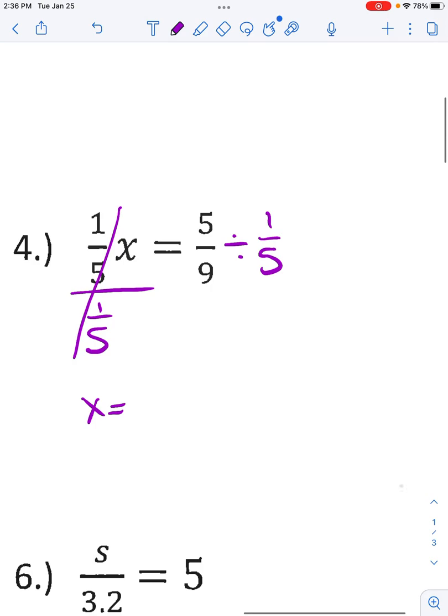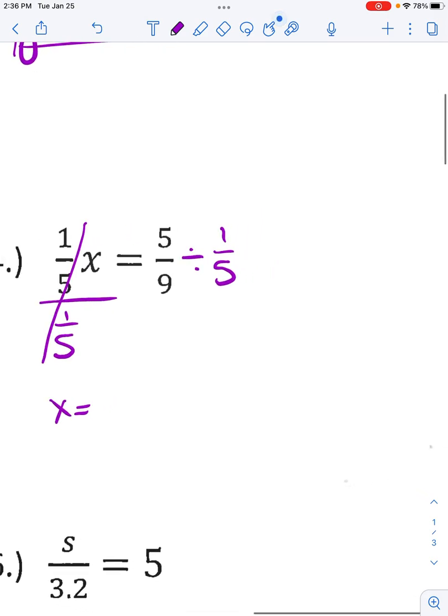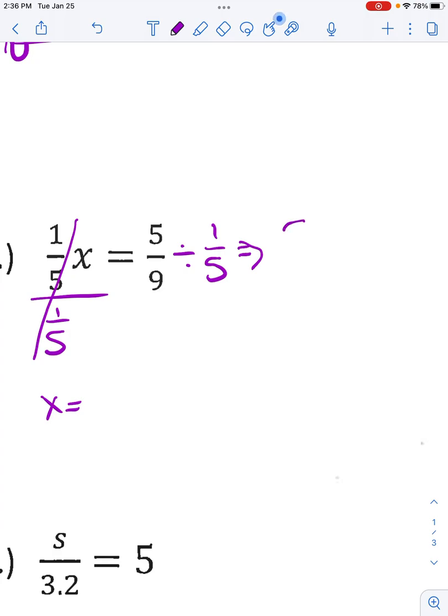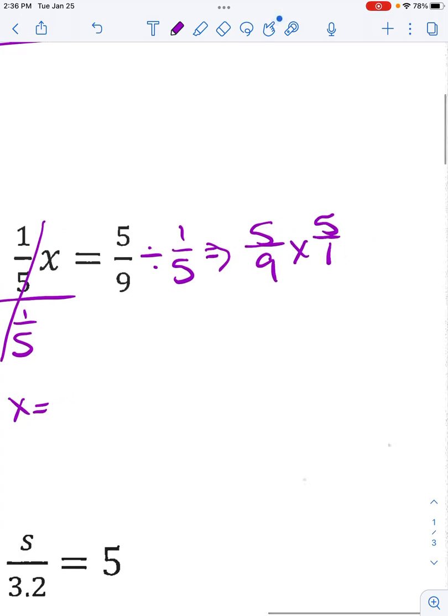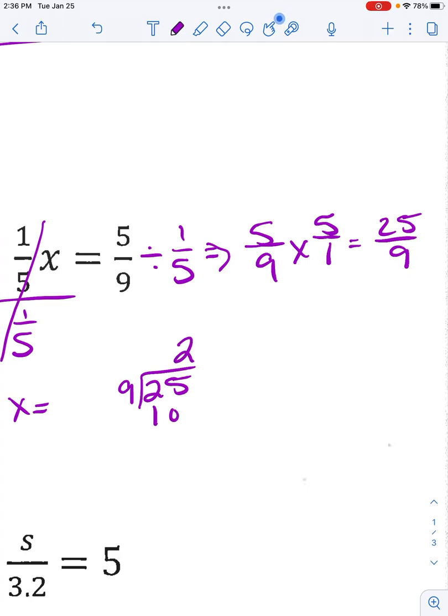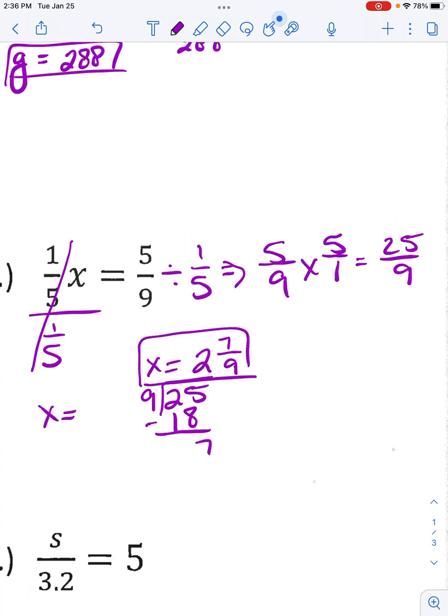Okay. And then you have to think back to semester 1. How do we divide fractions? We keep it, switch it, flip it, right? We multiply by the reciprocal. We can't cross cancel. We'll multiply straight across to get 25/9. That is improper. We're going to do 25 divided by 9 to get our mixed number. It goes in twice, which is 18 with 7 left over. So 2 7/9.